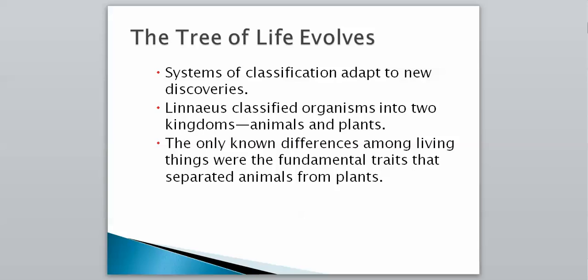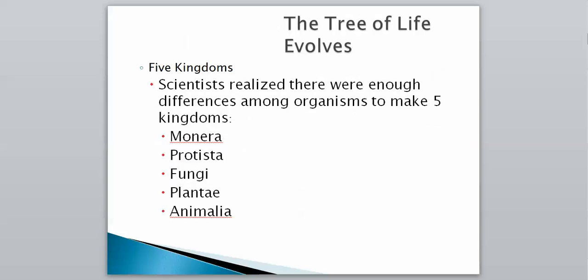However, as time went on, scientists realized there were enough differences in organisms to make 5 different kingdoms. So these 5 kingdoms are known as Monera, Protista, fungi, Plantae, and Animalia. Again, remember we talked about how everything is Latin when we talk about scientific names, so that's why they sound like this. We're going to talk about each one of these.